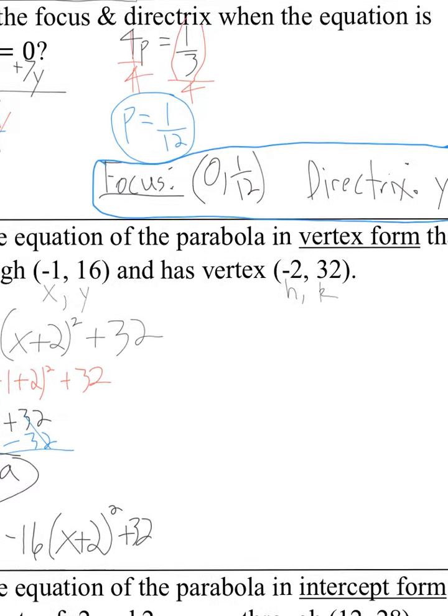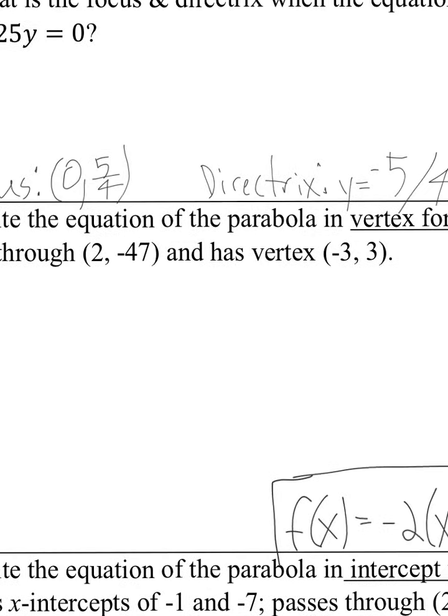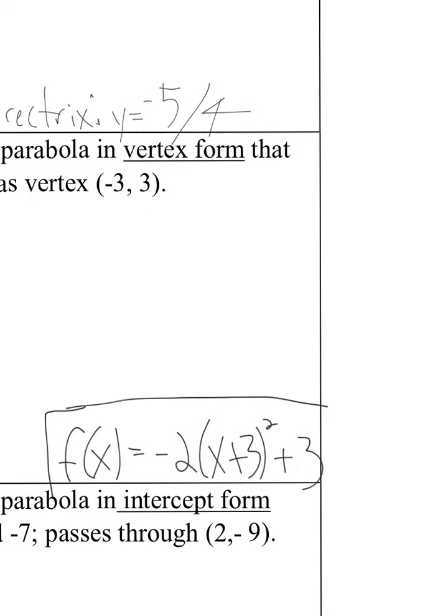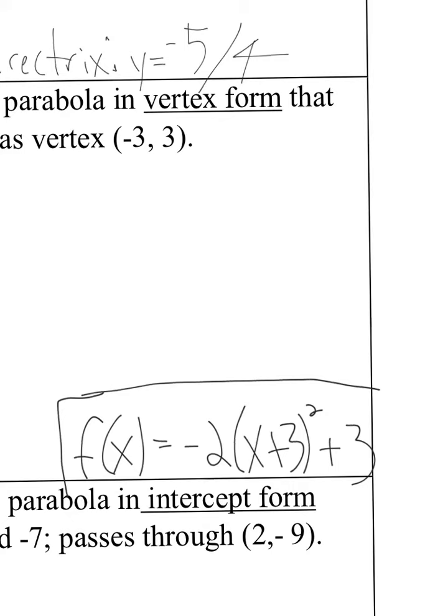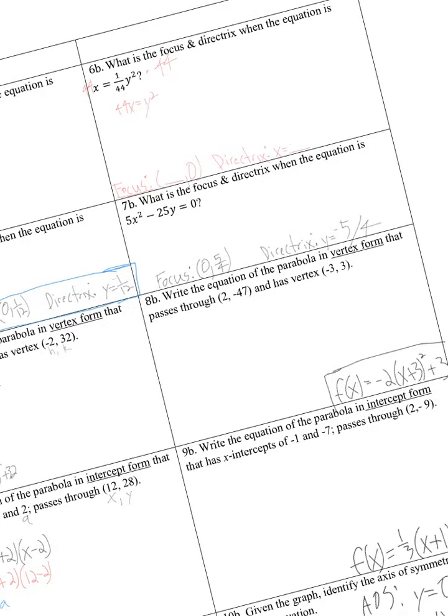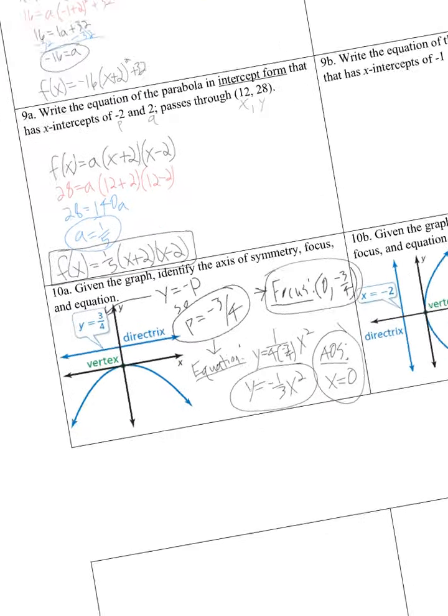So on the one to the right of it, I just give you the final answer. You need to show your work. Any and all of these on the right, you need to show work. So your final answer should be negative 2 times x plus 3 squared plus 3. Hopefully I don't make a mistake on the ones that you should do, on the ones I give you help on.